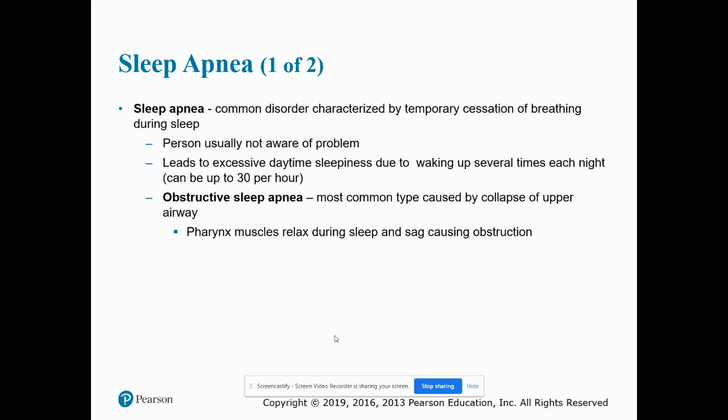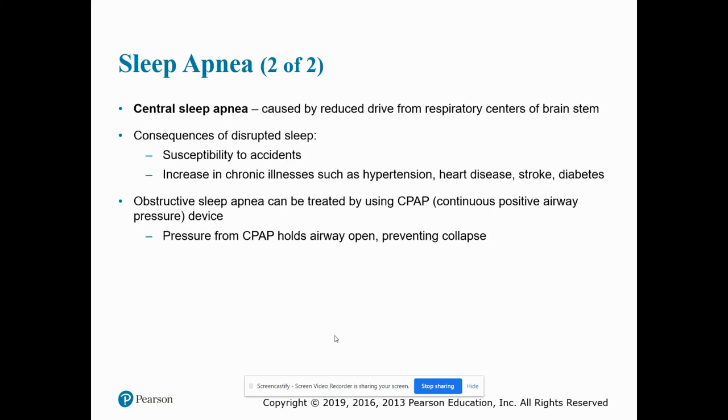Now, the number of times that a person can stop breathing per hour can go up higher than 30 times per hour. I will tell you that because my personal number is higher than 30 times per hour. Then there's obstructive sleep apnea, which is the most common type, and it's caused by a collapse of the upper airway. The pharynx muscles relax during sleep and sag, causing obstruction. Then we have central sleep apnea is caused by a reduced drive from the respiratory centers of the brainstem.